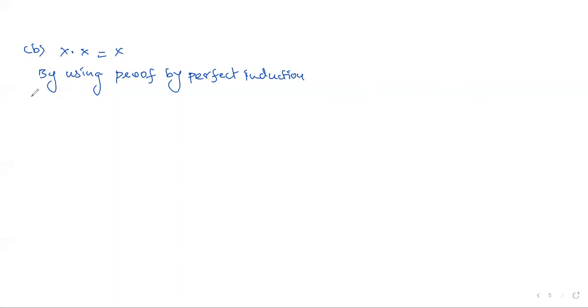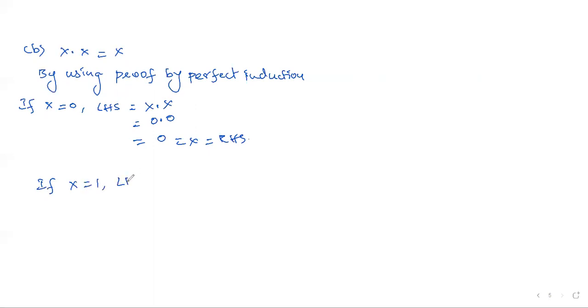Now we are going to take, if x value is 0, then LHS x and x, 0 and 0 will be 0. That is what we have taken here as x value, that is RHS. Now if x value is 1, taking as LHS, x and x, 1 and 1 will be 1. That is what we have, the x value we will be getting as the RHS. Therefore x and x will be x.